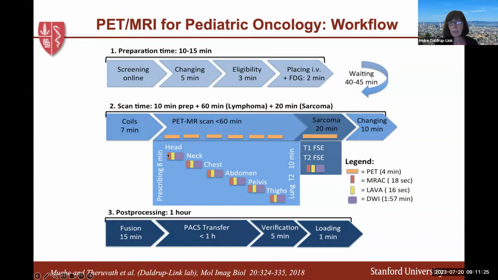And typically we acquire an attenuation correction sequence, then a T1 contrast enhanced LAVA gradient echo sequence, and a diffusion weighted sequence for the whole body scan. And then we often add a local scan to evaluate a primary tumor in more detail. Altogether, this imaging scan can be done in 1 hour or less.